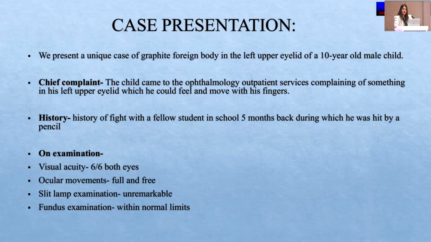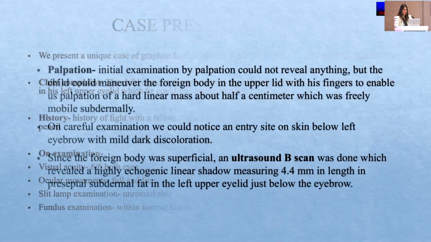The child came to the ophthalmology OPD complaining of something in his left upper eyelid which he could feel and move with his fingers. There was a history of a fight with a fellow student in school 5 months back, during which he was hit by a pencil. The visual acuity was 6/6 in both eyes, ocular movements were full and free, slit lamp examination was unremarkable, and fundus examination was within normal limits.